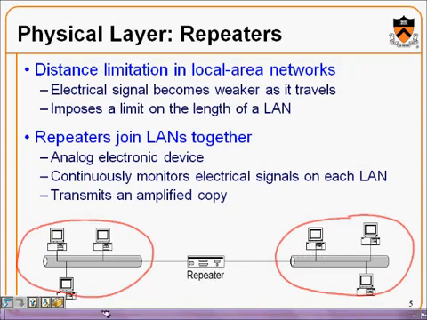But the problem is, if this distance is big, the signals which are coming over the wire will start attenuating. They will become weaker as they travel over the long distance due to attenuation. That happens with electrical signals. So this imposes a limit on the length of the LAN, how far your maximum length of wire can be, because of degradation of the signal as the distance increases.